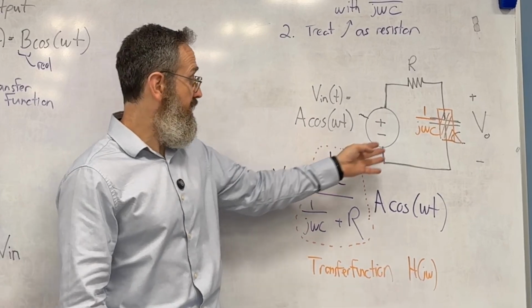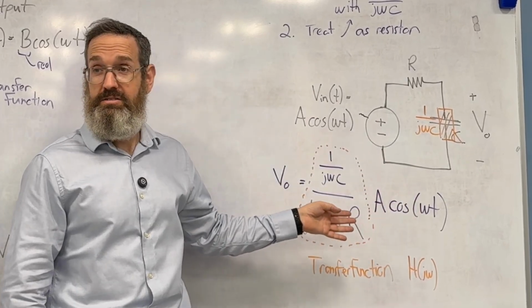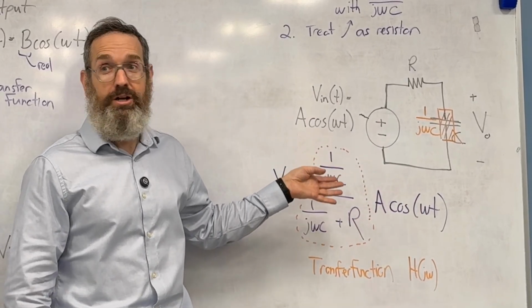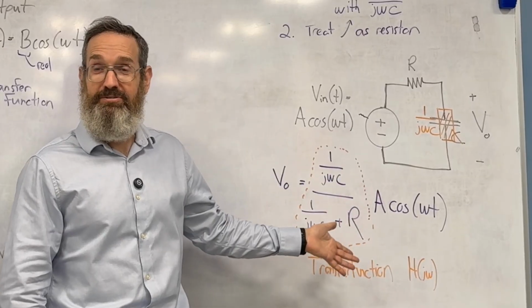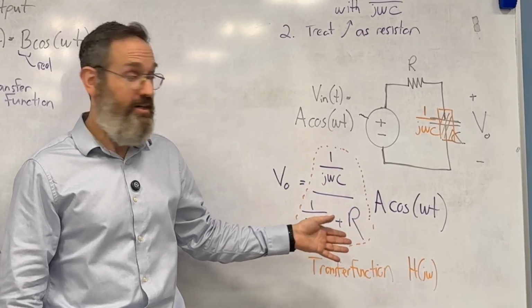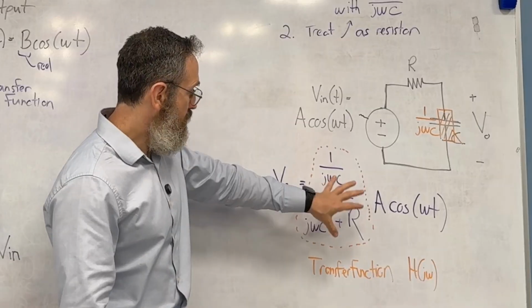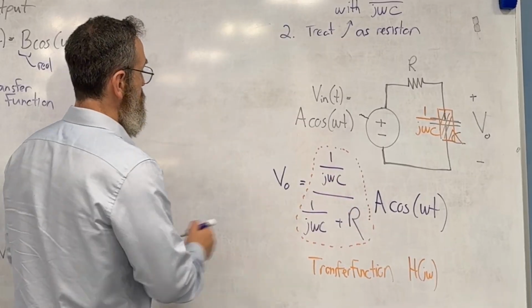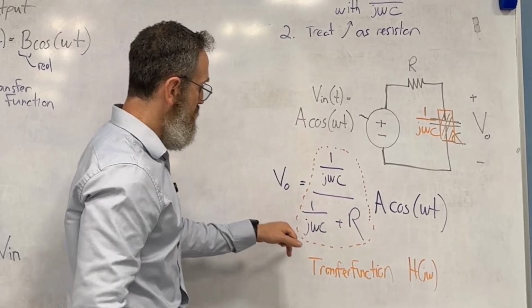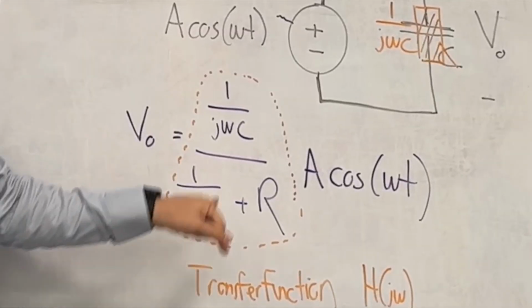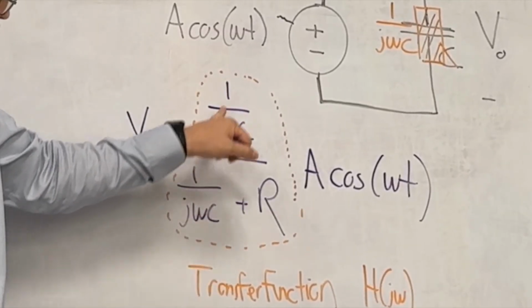The really great mathematicians who figured out how to do this did it because they only wanted to do algebra. And so now we get to benefit from their hard work. So I'm going to manipulate this so that we can see how. The first thing I want to do is multiply both the top and the bottom by jωC.